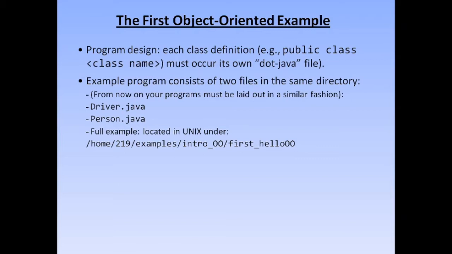In the case of program design, each class definition, for example public class, must occur in its own .java file. Whenever you are going to define a class, you will name that file with the same name as that of the class. Suppose there are files like driver.java and person.java.